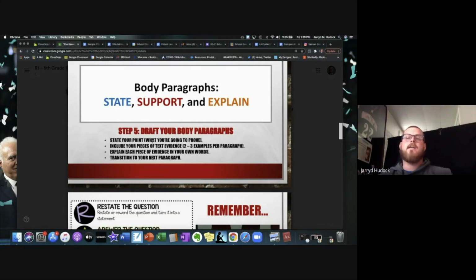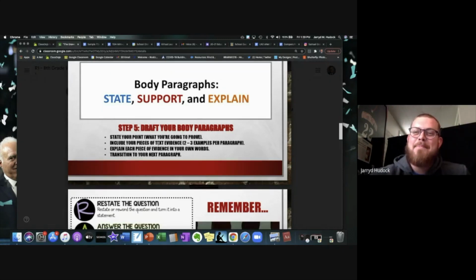Stout's pet peeve. This is the thing that crushes my soul. It hurts me where they put a piece of text evidence in and they'll just stack text evidence, like 4 or 5 pieces in a row. They need to explain their evidence in their own words. So when you put a piece of text evidence in there, that doesn't automatically mean, cool, I can move on to the next one.